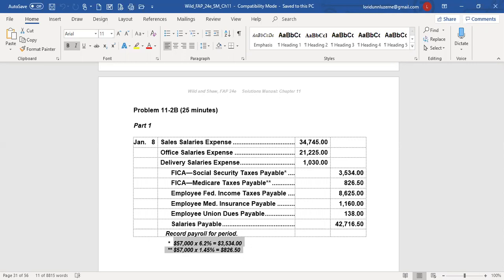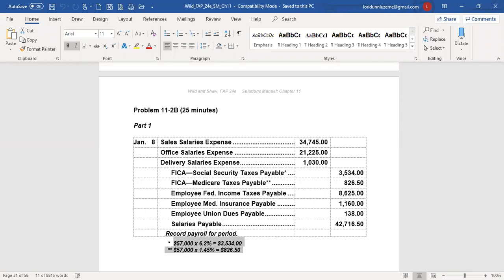So sales salaries expense will be debited for those gross pays of $34,745. Office salaries expense for the office gross pay of $21,225, and then the delivery salaries expense will be debited for $1,030. Now, if there were no withholdings, we would have paid the employees $57,000, but we know the government requires employers to withhold certain taxes and remit them on the employee's behalf.